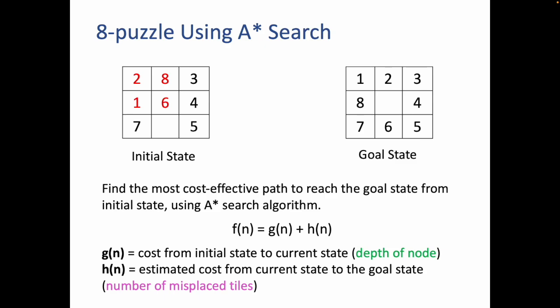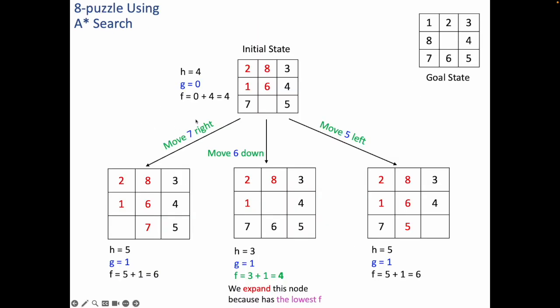So, how many moves do we have here from the initial state? 3. Right, we have 3. So we can move 6 down, 7 right, or 5 to the left. So we have these 3, right? And then we can just expand.